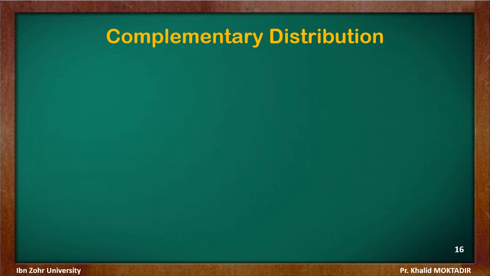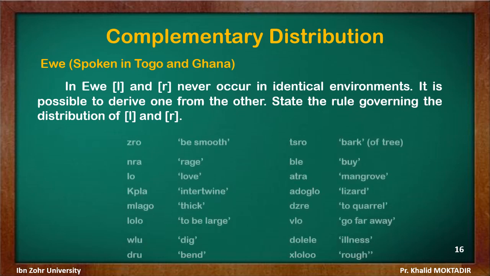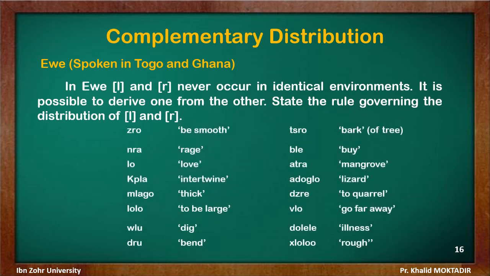The next problem here is on Ewe, which is spoken in Togo and Ghana. In Ewe, the two liquids l and r never occur in identical environments. That is, they are in complementary distribution. It is possible to derive one from the other. In other words, one of them is the phoneme and the other is the allophone. Now, what you need to do is to state the rule that derives the allophone from the phoneme, in other words, the rule that governs this distribution of l and r. You have the data right in front of you. Take the time to look at the data carefully, and in the next slide, you're going to see some steps to follow.